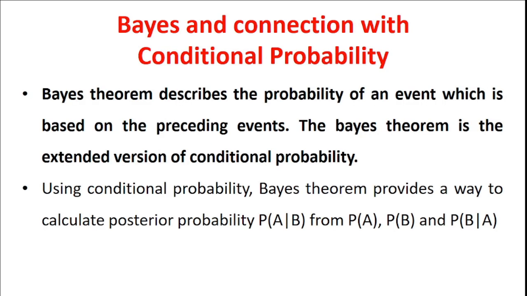And what is meant by Bayes theorem? Bayes theorem describes the probability of an event which is based on the previous event. The Bayes theorem is the extended version of conditional probability. In the next slide, let me have a short intro about conditional probability and then we can get into Bayes theorem. Bayes theorem provides a way to calculate the posterior probability, the probability of A given B, from the probability of A, probability of B and probability of B given A.